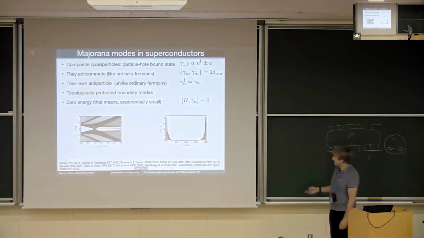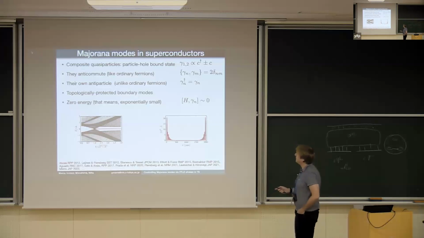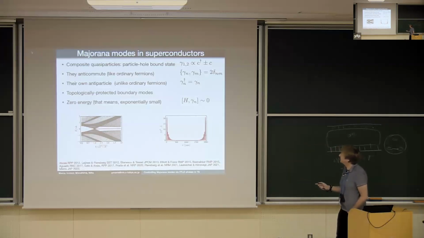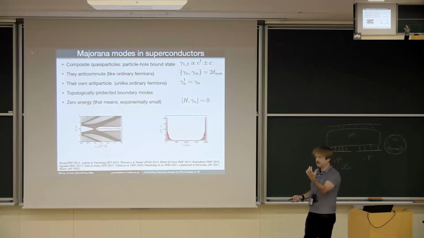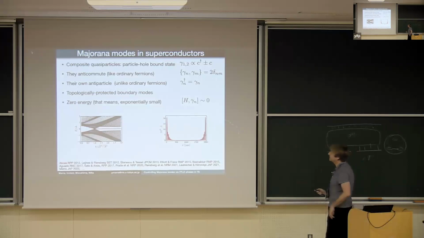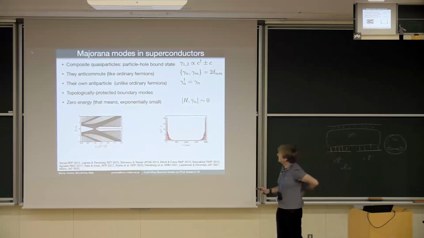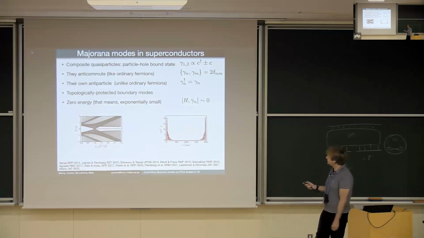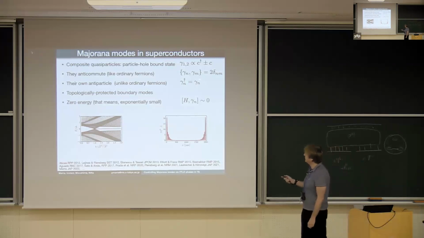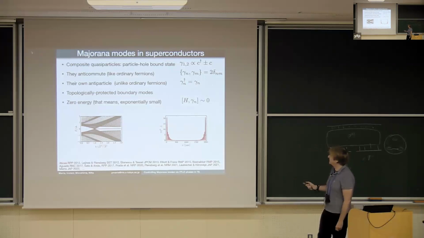Okay. So Majorana modes are composite quasi-particles. You can think of them as a superposition of a particle and an antiparticle, and they follow these fermionic anticommutation relations. And differently from ordinary fermions, they are their own antiparticles. So if you take the dagger of these Majorana operators, you end up with the same operators.